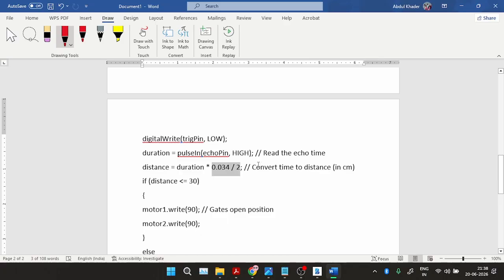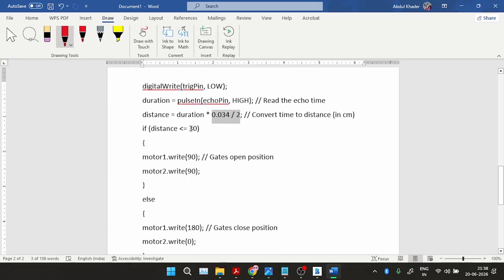So why do we have to divide it by 2? We need only the one-way time, one side direction only. We don't need the two-way time. When you are receiving an echo, it's a two-way time. That's why we convert the final duration by dividing by 2.